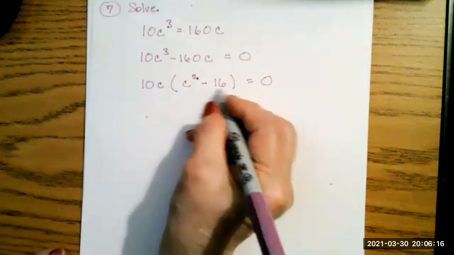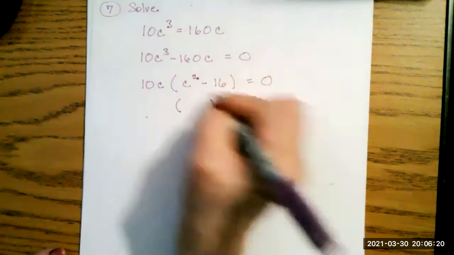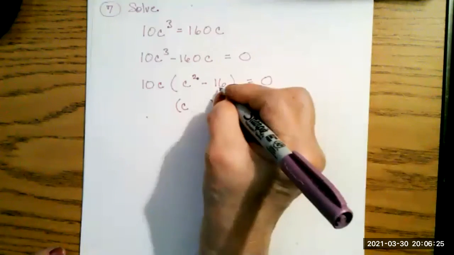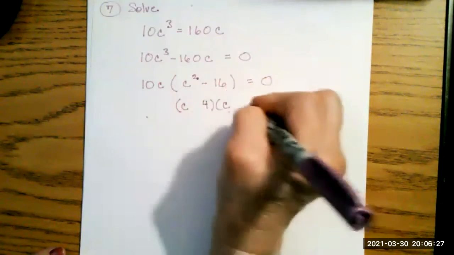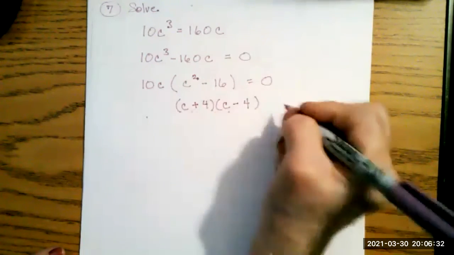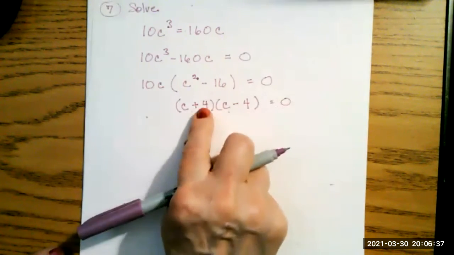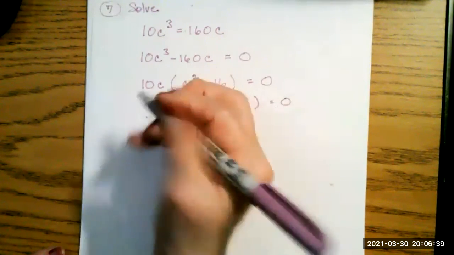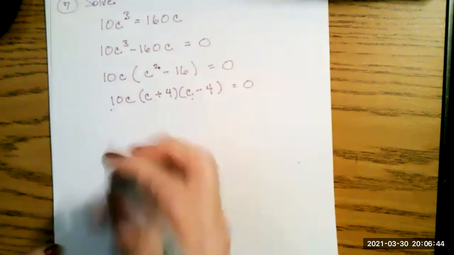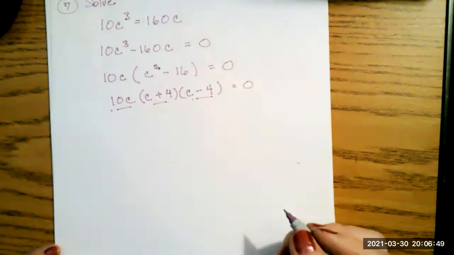Now c squared minus 16 is a difference of 2 perfect squares. So the c squared factors into c and c, and the 16 would factor into 4 and 4, and you put 1 plus and 1 minus. That's the way you factor a difference of squares. Square root of 16 is 4, and then you've got the 10c that was in front of it. Now you've got the 10c, the c plus 4, and the c minus 4.